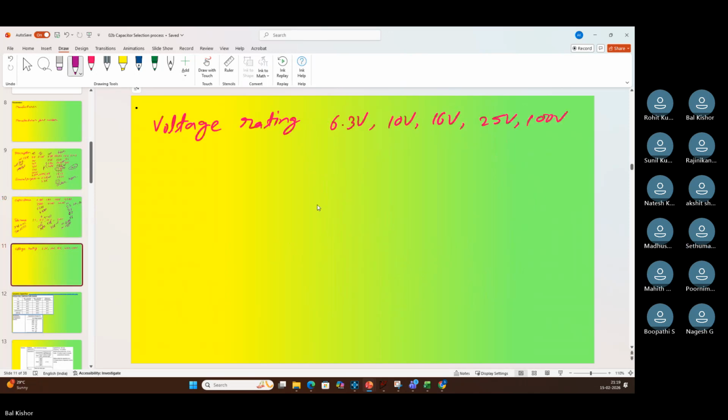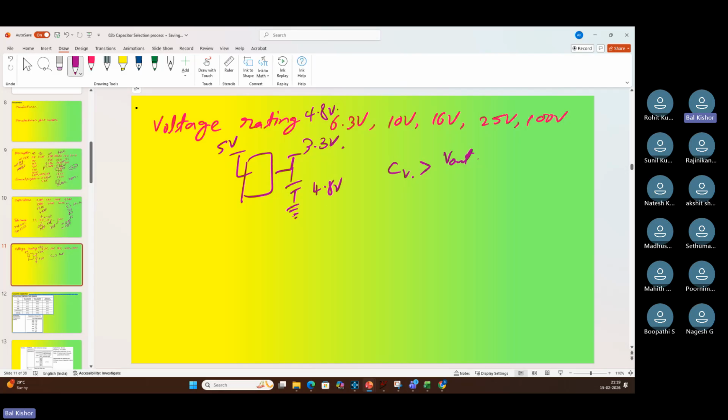Okay. Voltage rating, I told you already. Now, here a very important thing that I'll tell you about voltage rating is, let us say you have a regulator that you have to design. Here, let's say 5 volt, here, let's say 3.3. The capacitor that you will choose at the output, even if we keep my capacitor voltage rating greater than Vout, it should be okay. So as low as, let's say, 4.8 volt is sufficient. So I can choose a 4.8 volt rating capacitor.